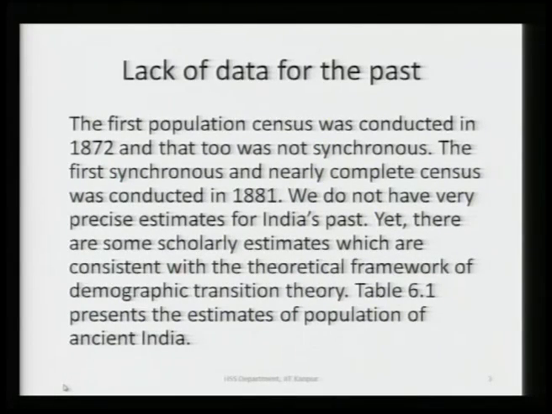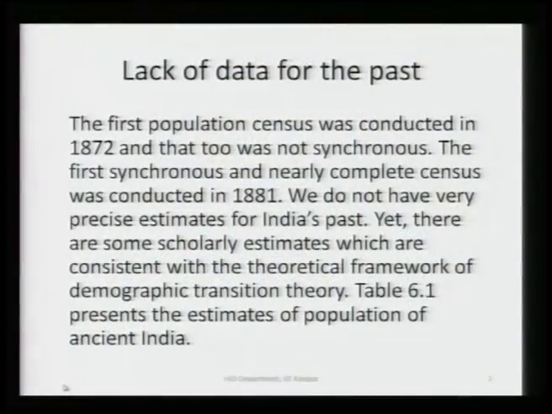This was the first experience of conducting a census, and because of remoteness of different regions, lack of infrastructure and lack of manpower, censuses were conducted on different dates in different parts of the country. The first synchronous and nearly complete census was conducted in 1881. We do not have very precise estimates for India's past, therefore. Yet, there are some scholarly estimates which are consistent with the theoretical framework of demographic transition theory. Here I have a table which shows the estimates of population of ancient India.